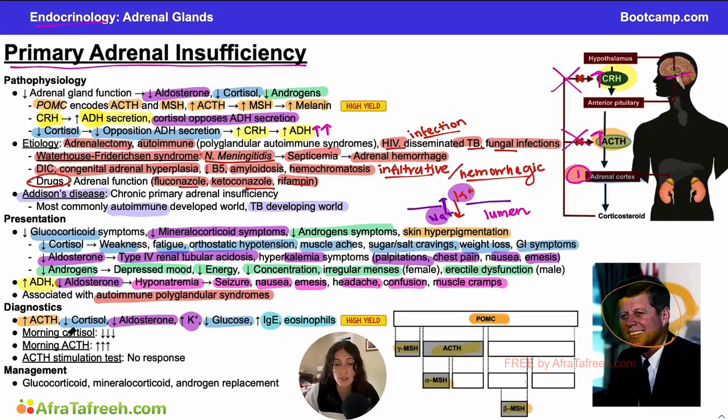Continuing to work through these diagnostics, your morning cortisol levels are going to be decreased. Our morning ACTH levels are going to be increased. Once again, build up behind the blockage at the adrenal cortex. And then our ACTH stimulation test is going to have no response.